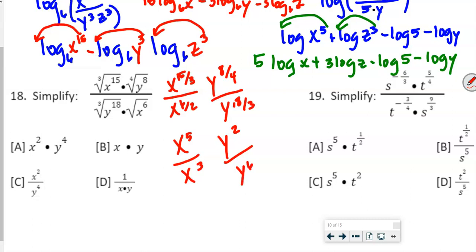So what do we do with those things in the denominator? Don't we subtract them? So we're going to subtract 3 here and we're going to subtract 6 there. So this is going to be x to the 2nd, y to the negative 4, which is going to make it x to the 2nd over y to the 4th. So our answer there is going to be C.